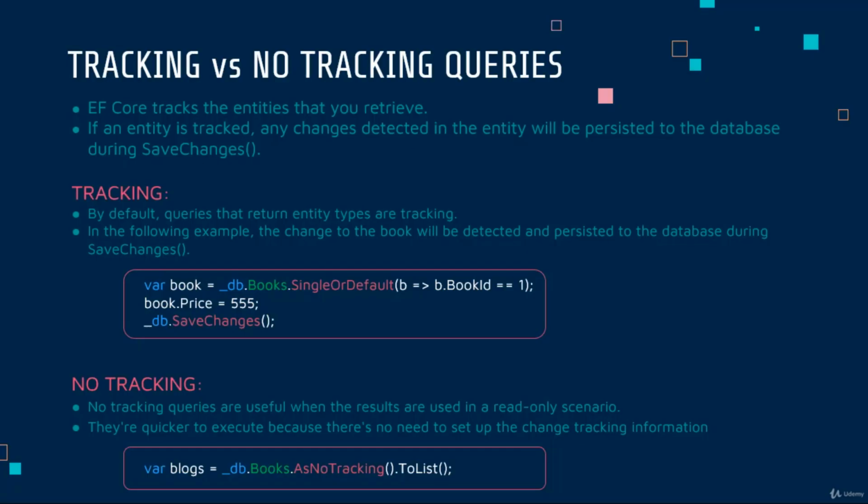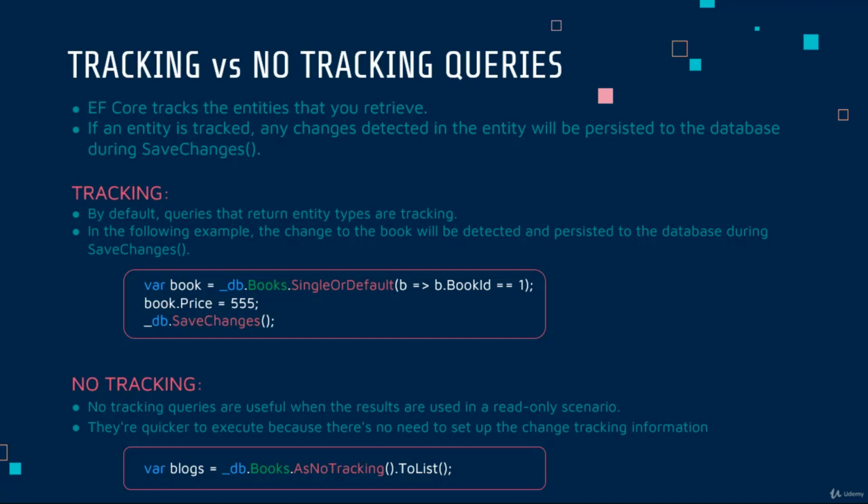In the last video, we saw that Entity Framework tracks all of the queries. So Entity Framework starts tracking the moment you retrieve those entities. If an entity is tracked, any changes detected in the entity will be persisted to the database when we save the changes. So by default, the behavior is any entity that you retrieve will be tracked.